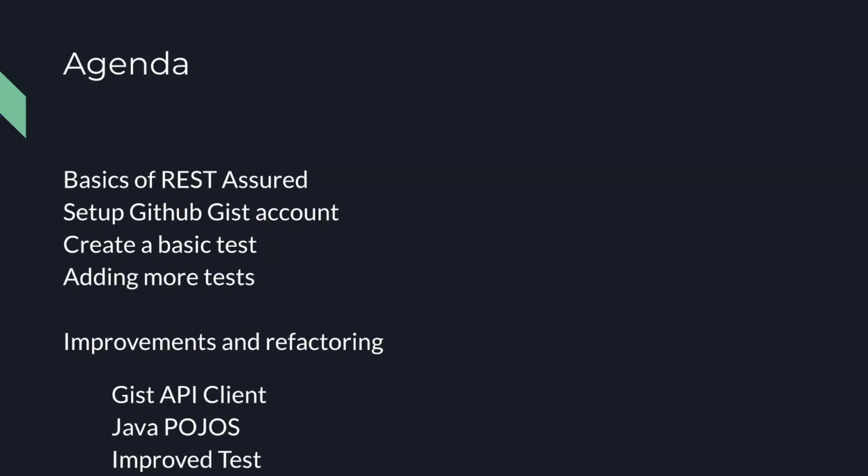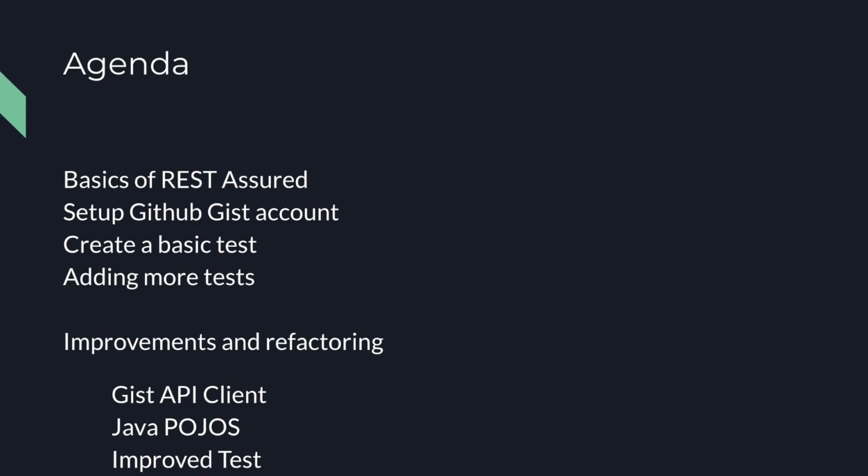As we explained in the motivation, the agenda is going to create the following things. We're going to start with the basics of RESTful. We're going to set up a GitHub Gist account, the test account against which we're going to run these tests. We're going to create a few basic tests for creating, reading, and deleting gists. And at the end, we're going to start making improvements and refactoring, making our test automation framework better.